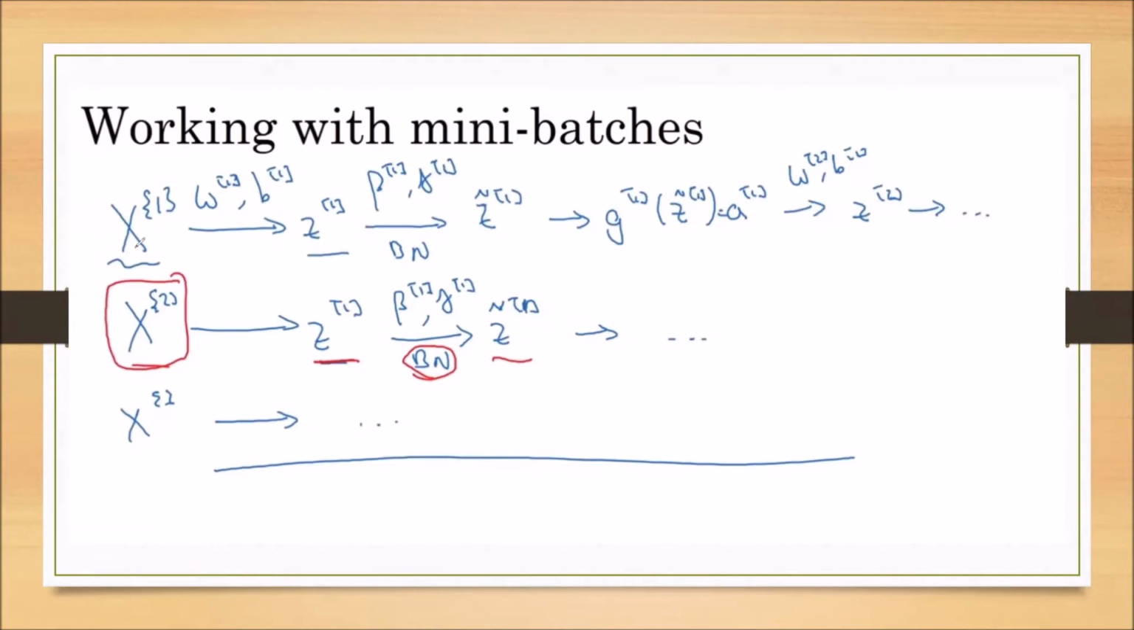When we give the first mini batch to our neural network, X superscript 1 is a matrix consisting of 1,000 training samples. Because it has 1,000 training samples, we will have 1,000 columns. But how many rows are there? The number of rows depends upon the number of features. So this time the matrix size of X is n by 1,000.